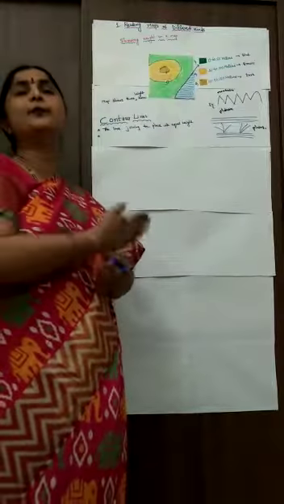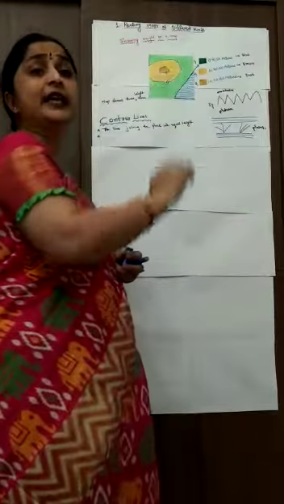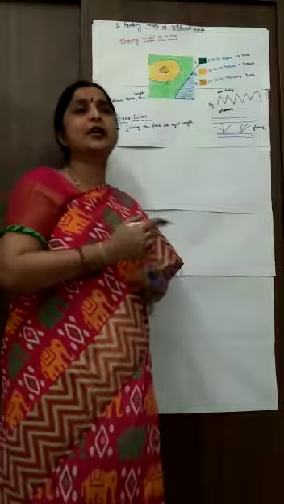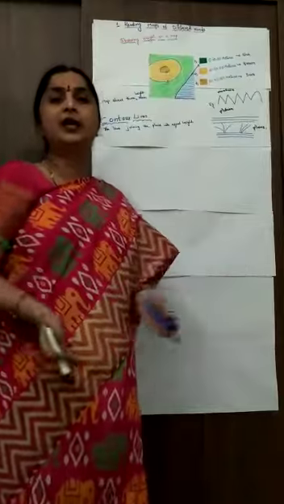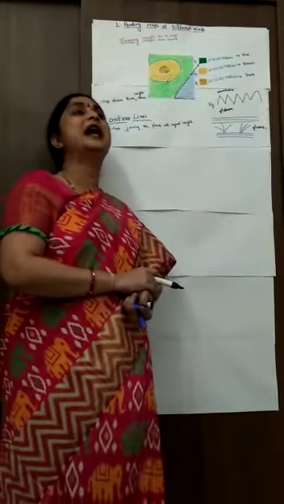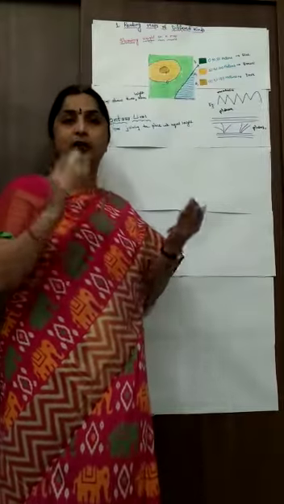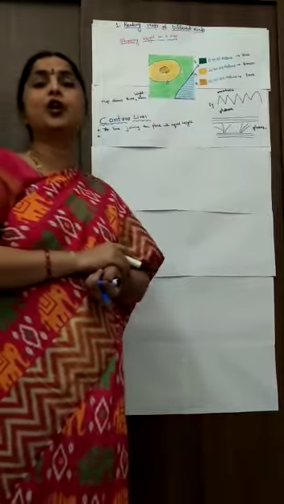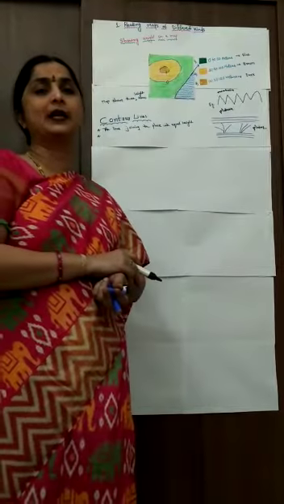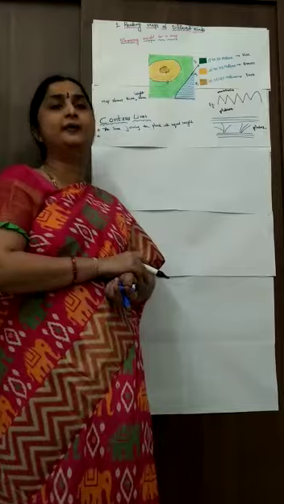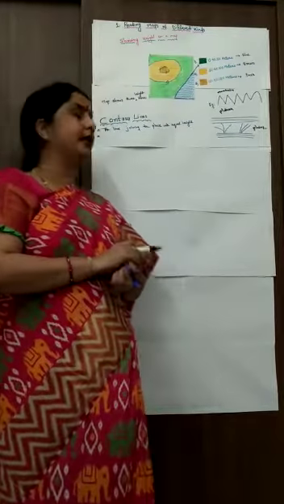These lines cannot cut each other. The distance between the two contour lines will depend upon the land slope. If the land has a steep climb, then the contour lines will come close to each other. Any doubt?